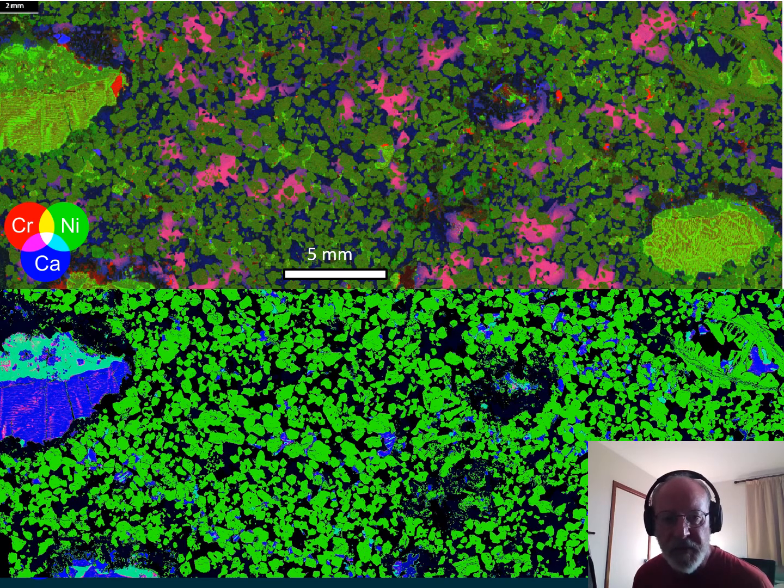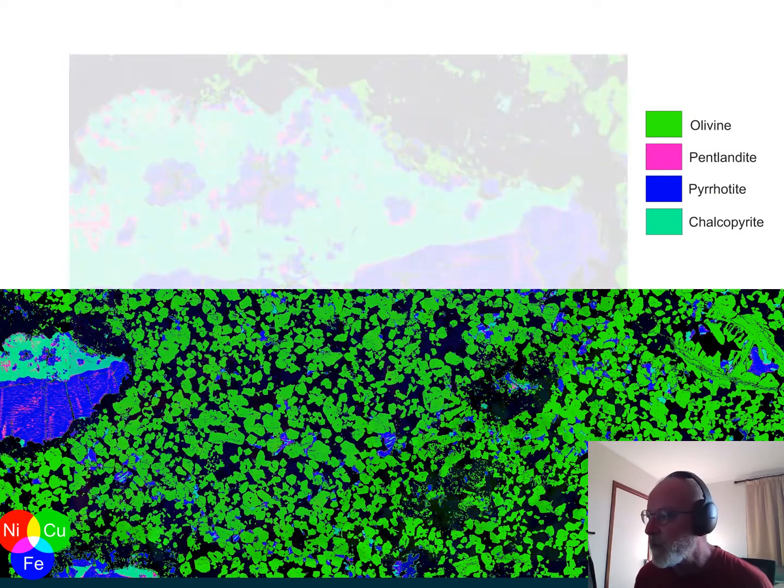So that's just emphasizing the olivine crystals there in green. So you can see how the sulfides are sitting inside these sort of semi-circular, sort of semi-spherical holes in this framework of olivine crystals. Let's have a look at that one in a bit more detail.